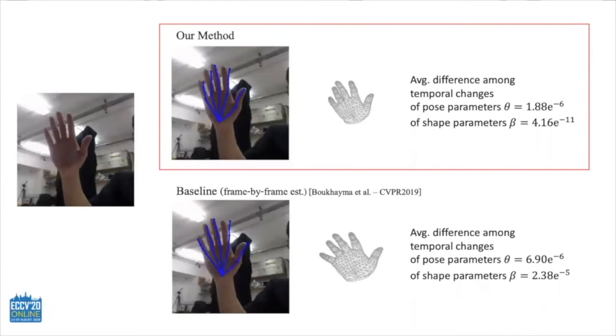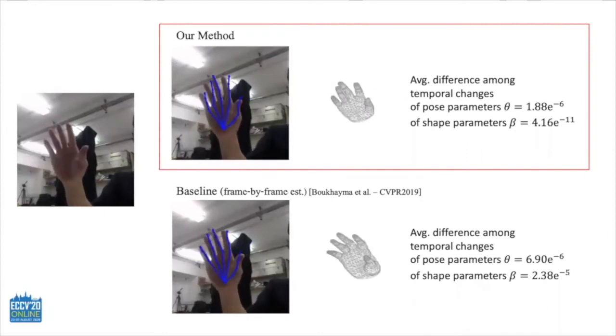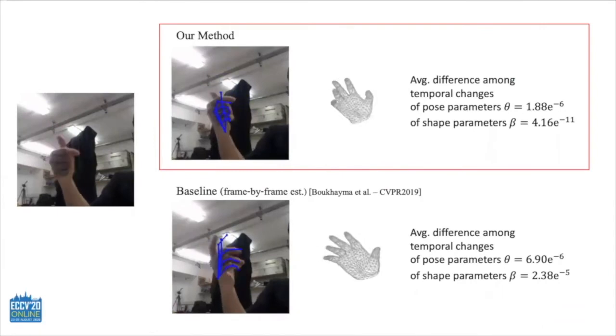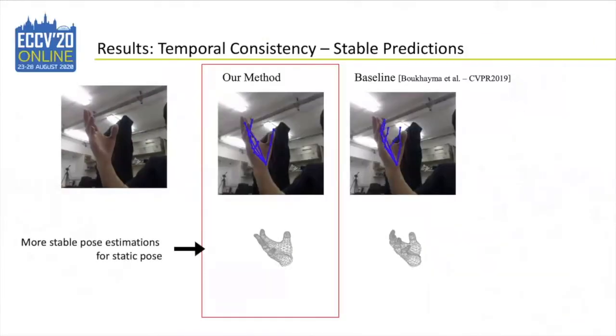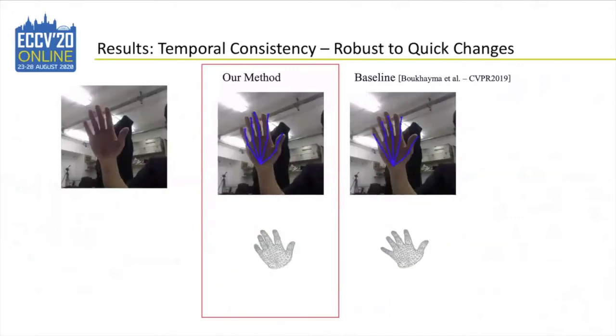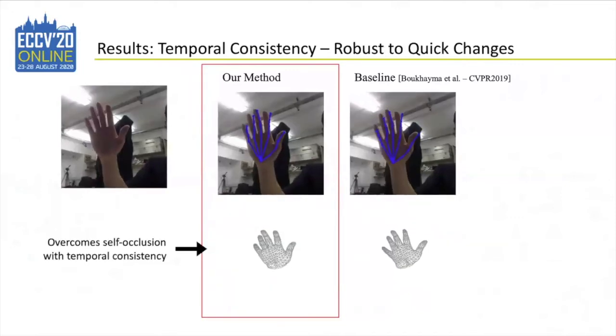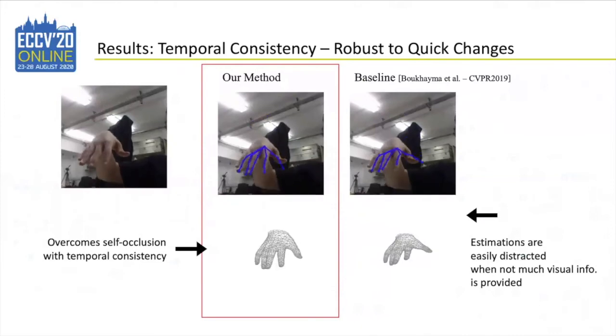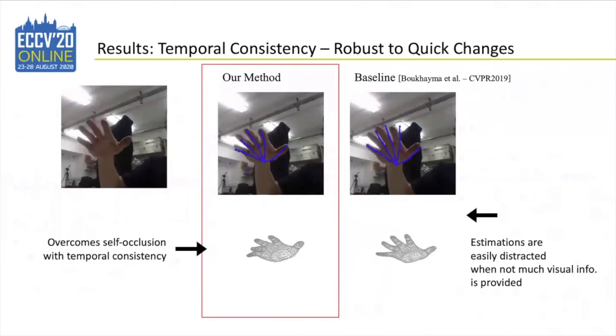The results of our proposed method show more stable predictions and smooth transitions among successive frames. Our method predicts stable hand pose estimation for static poses, while our baseline results in unstable pose predictions. When there are not many visual features given for the estimators to predict poses, our method takes motion continuity into account and overcomes the pose estimation error.